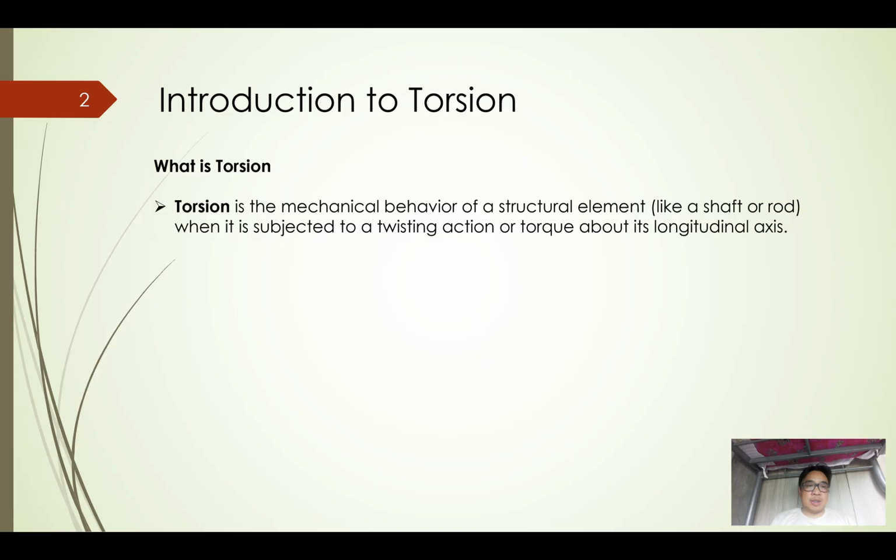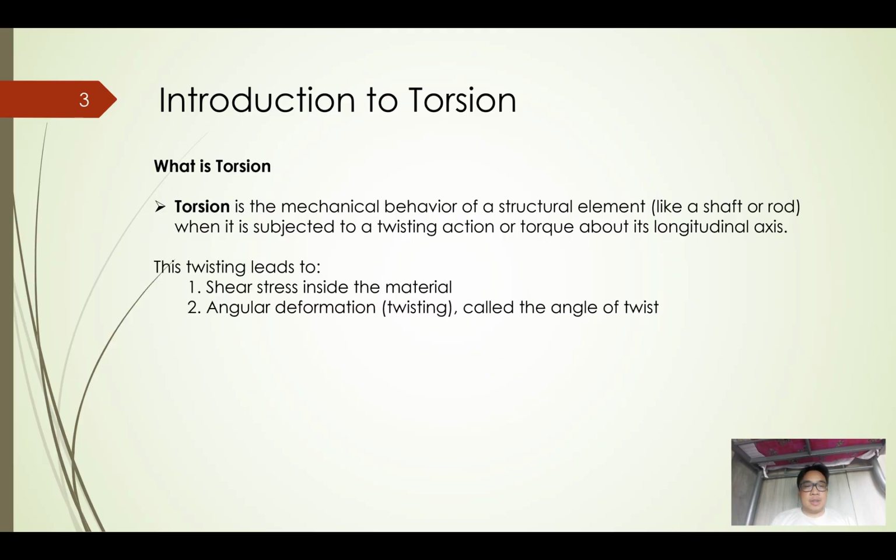What is torsion? Torsion is the mechanical behavior of a structural element, like a shaft or rod, when it is subjected to a twisting action or torque about its longitudinal axis. This twisting leads to shear stress inside the material and angular deformation, called the angle of twist.